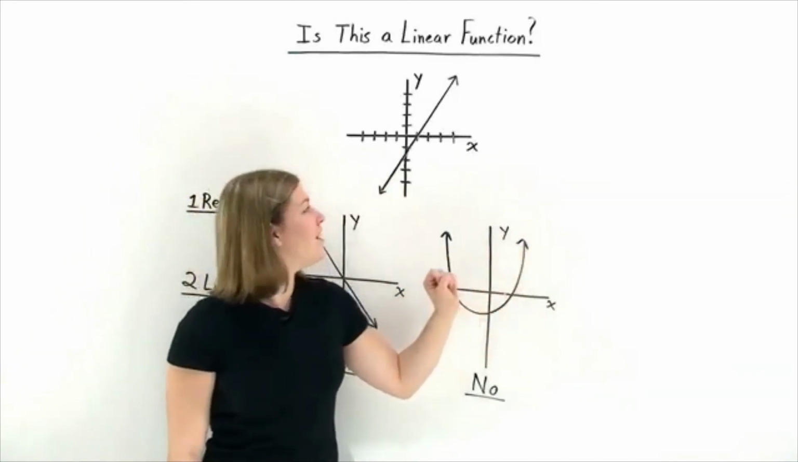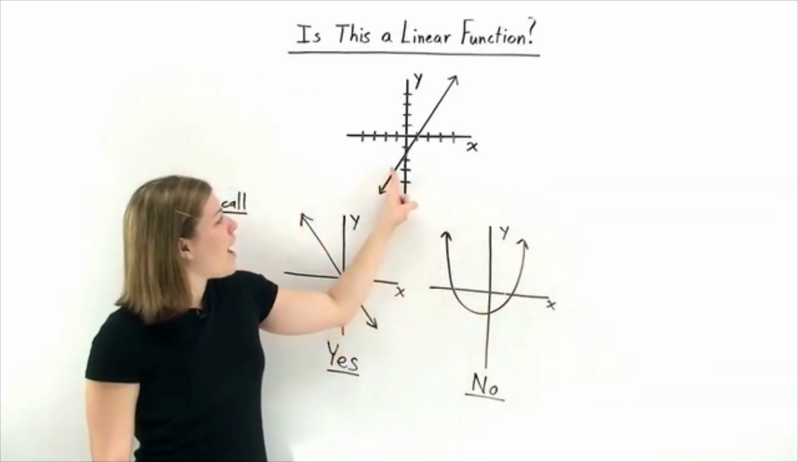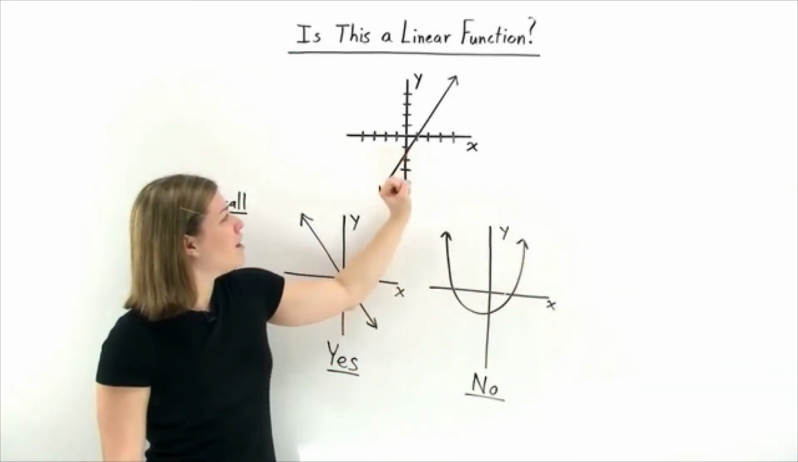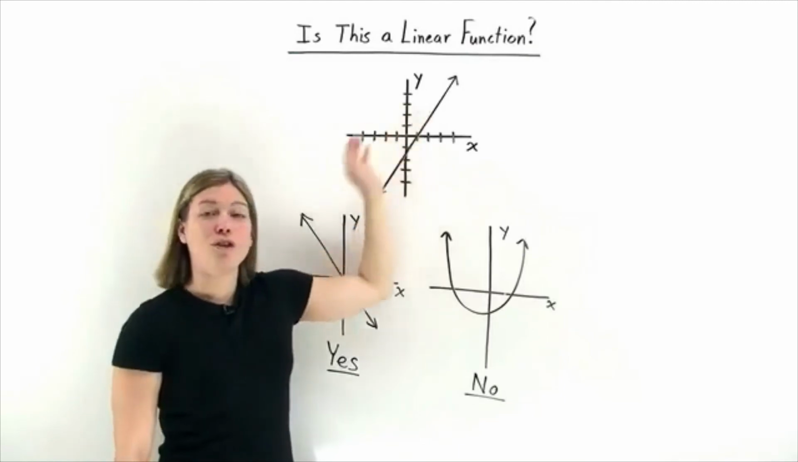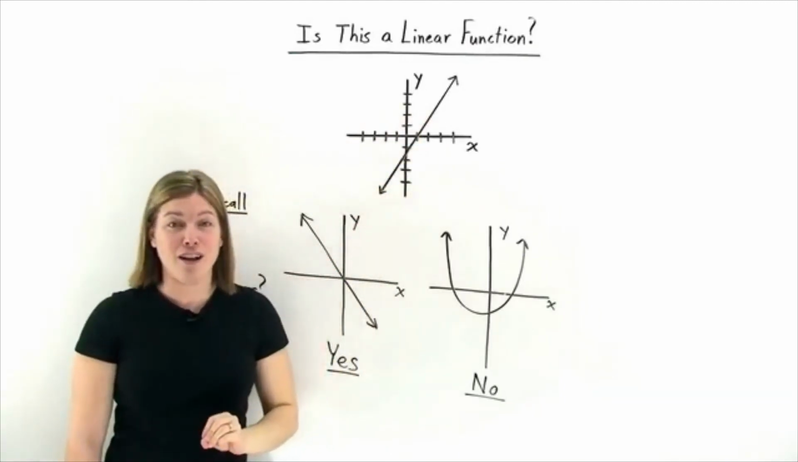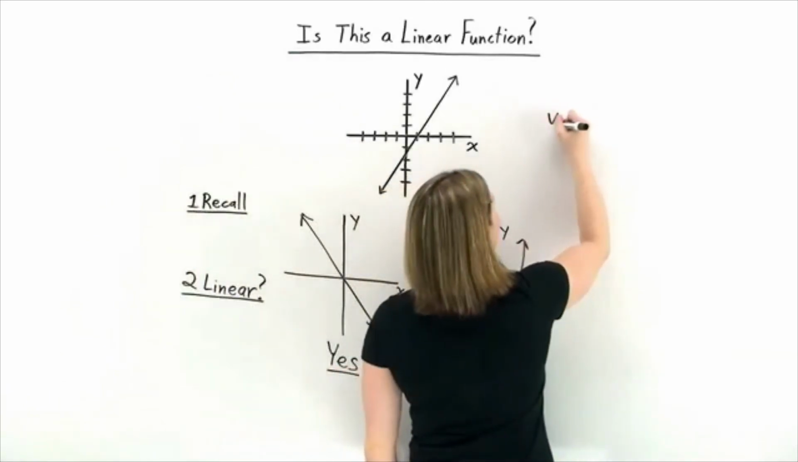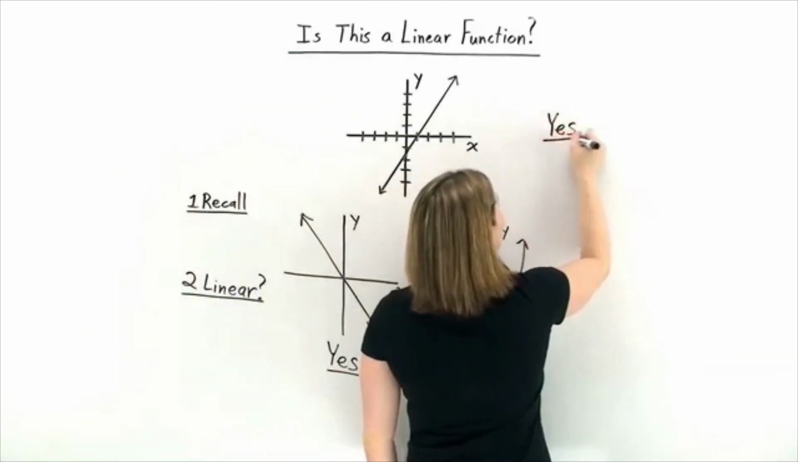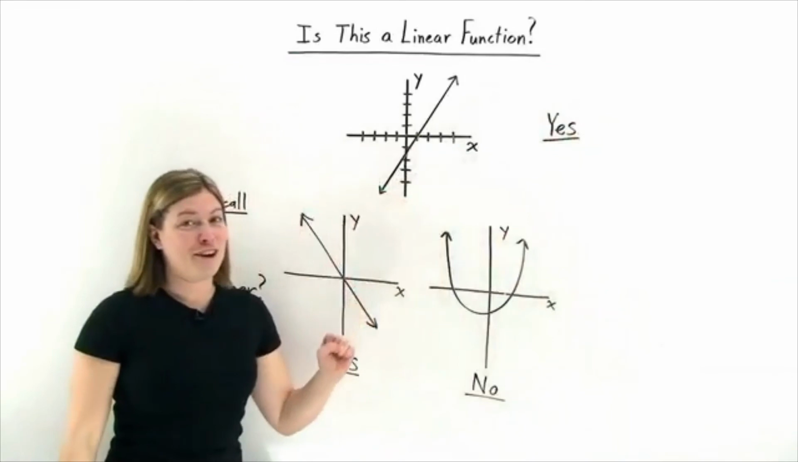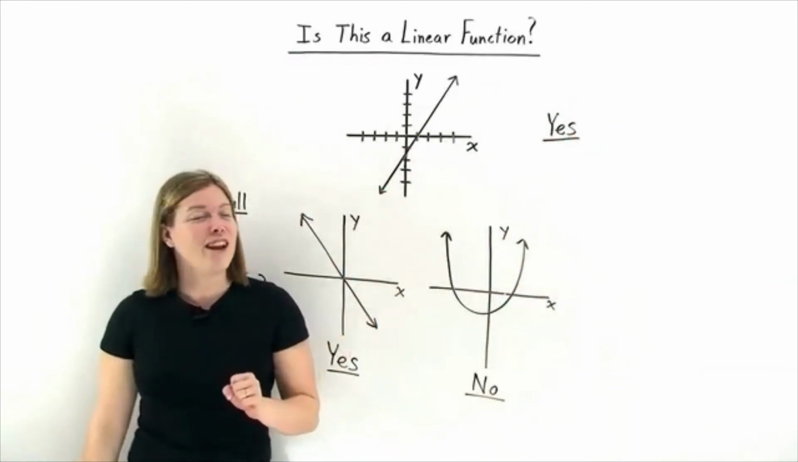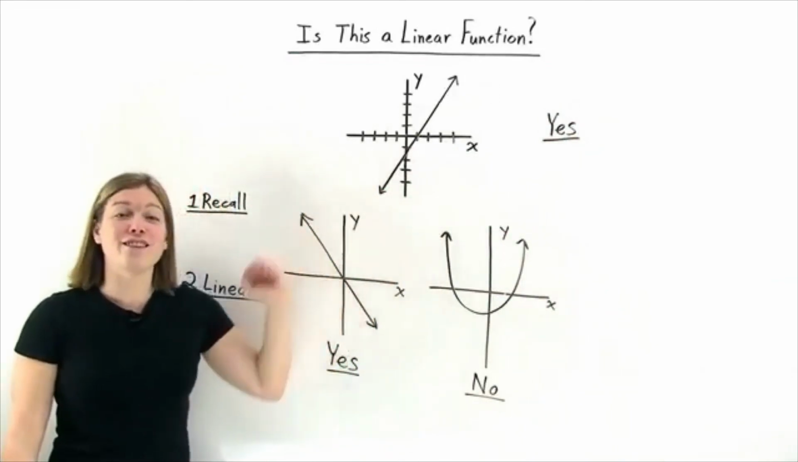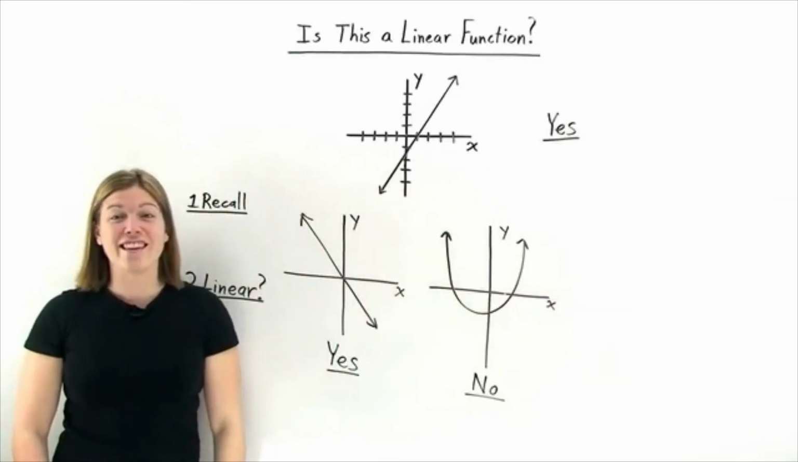Here we can see that as we would change x by a constant amount, our y values are changing by a constant amount as well. That means we have those constant rates of change. Since we have that, we have the makings of a linear function. So now we know this graph is a straight line and represents a linear function.